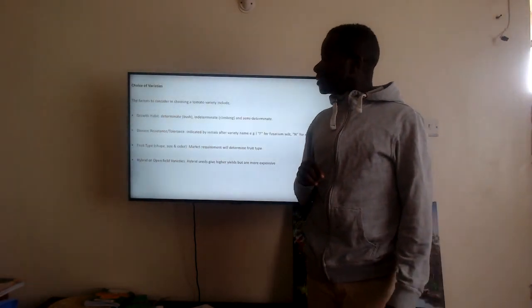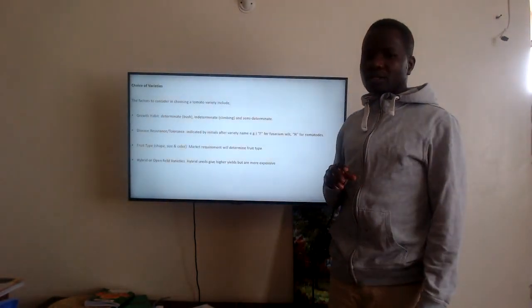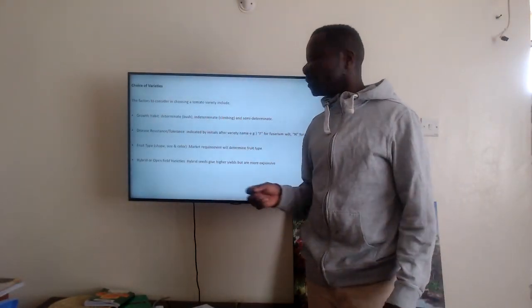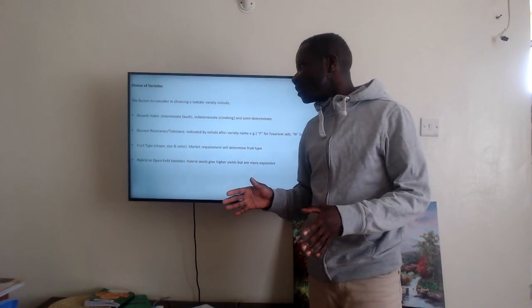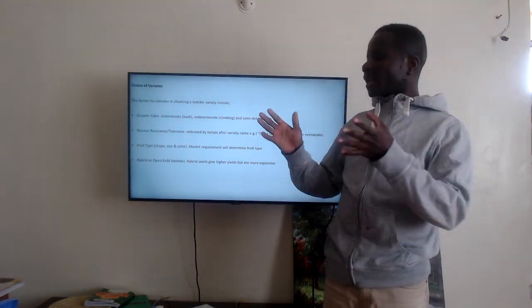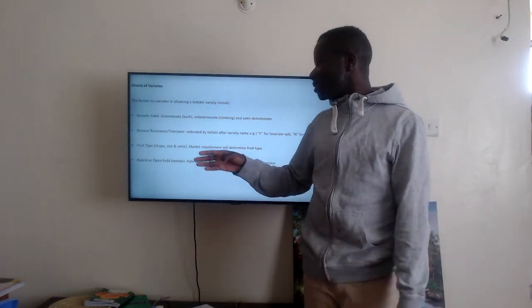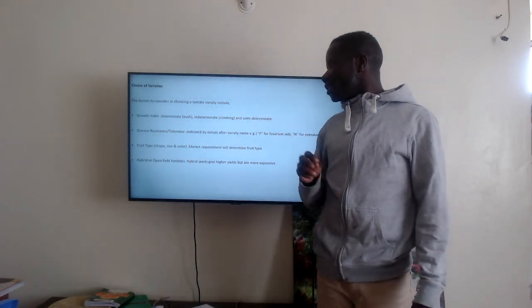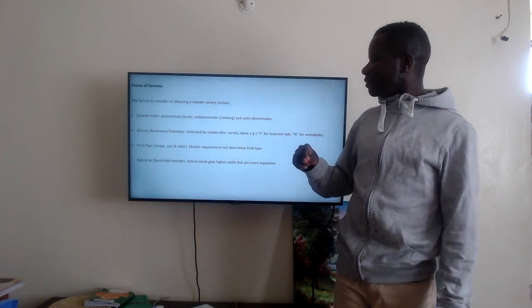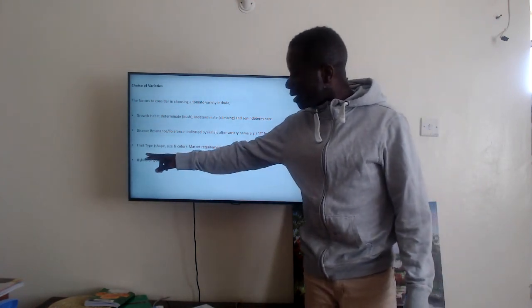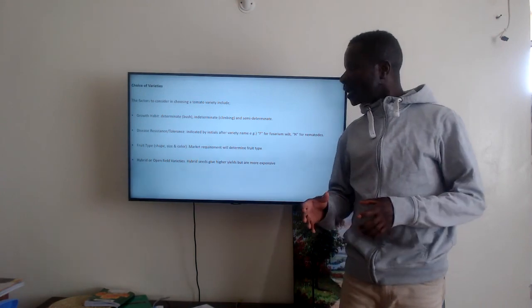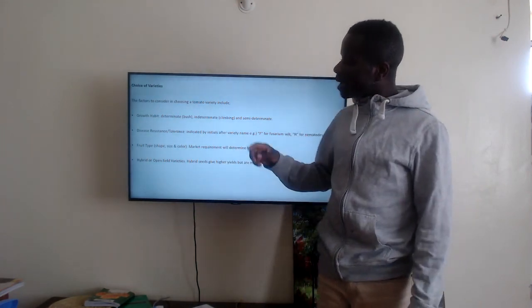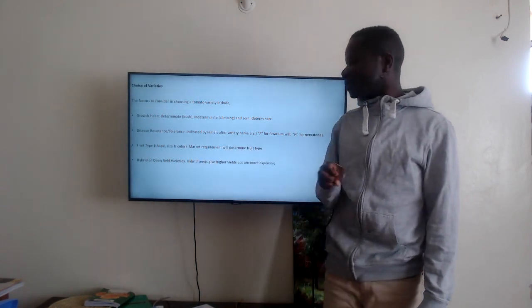On the next slide, we shall discuss the factors to consider in choosing a tomato variety. They include the growth habit. It is either bushy or a climbing variety. Disease resistance or tolerance is indicated by initials after the variety name. We have the fruit type, which includes the shape, the color, and the size of the tomato. We have the hybrid or open field varieties.